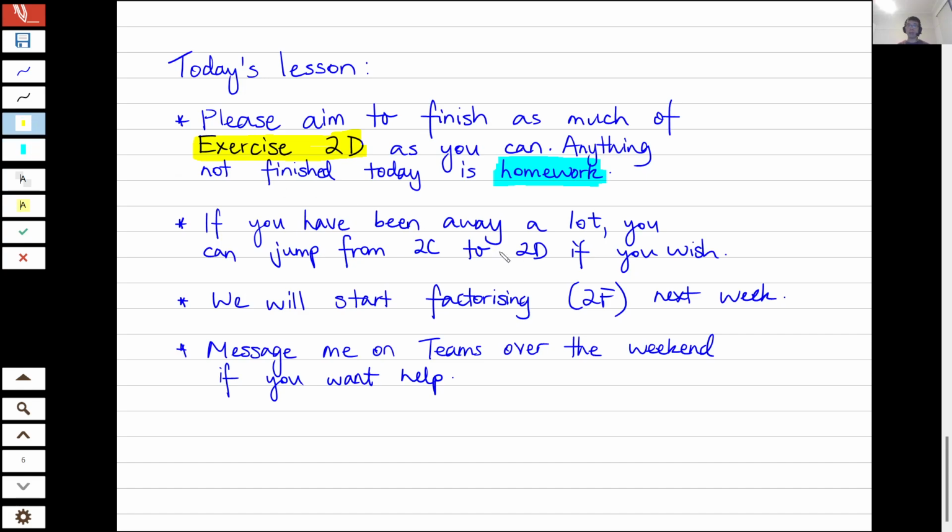If you've been away, I am happy for you to start on 2D and skip 2C. But take a quick look at the questions and see which you are more comfortable with. If you're more comfortable with 2C, then start with that first. If you haven't got a maths teacher with you, then feel free to discuss amongst yourselves, but obviously make sure that everyone has a chance to get some work done as well.